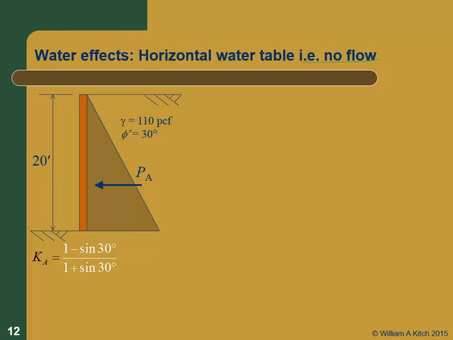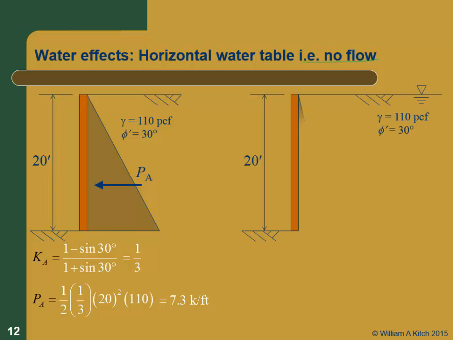K active is 1 minus sine phi over 1 plus sine phi. If you've got a 30 degree friction angle, that's a nice one to use just because it's easy to calculate. The active earth pressure coefficient is 1/3. The total active force is 1/2 times 1/3 times 20 squared times 110 pounds per cubic foot. And you get 7.3 kips per foot of your wall into the board.